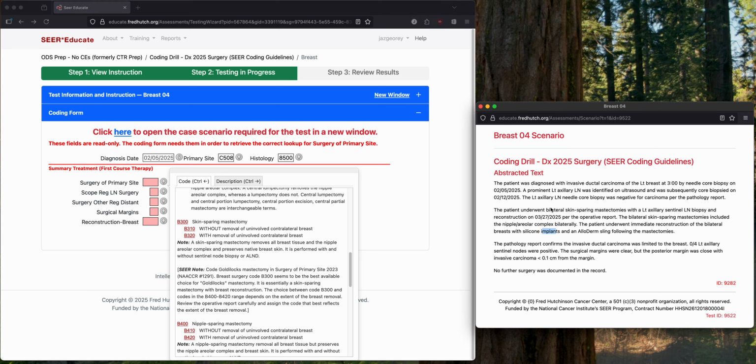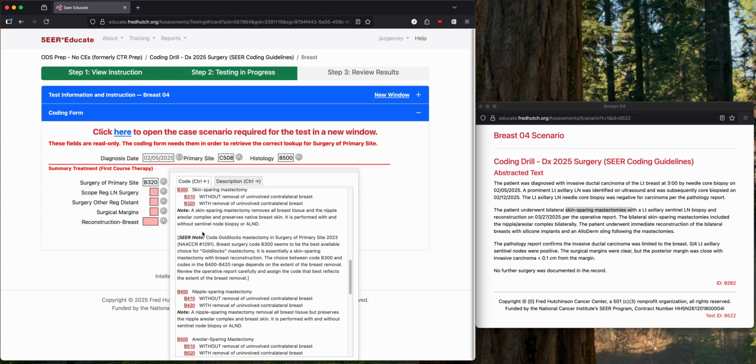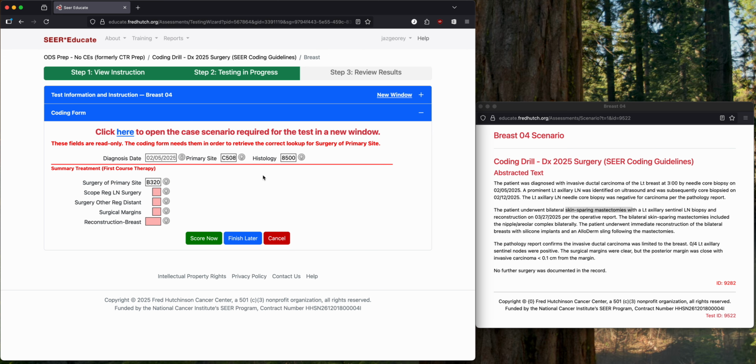So here it says bilateral skin sparing mastectomy with removal of uninvolved contralateral breast. I believe this is it. I haven't done this one in a while, so let's just double check. B320, removal of uninvolved contralateral breast. Yes. It is performed with and without sentinel node biopsy. Yeah, so I think it's this one.